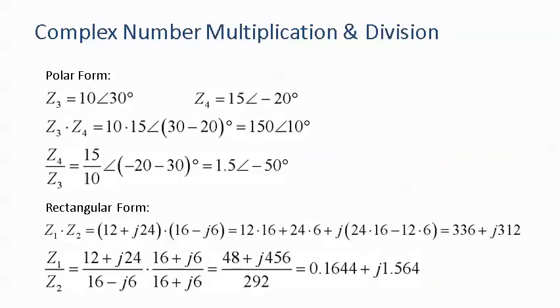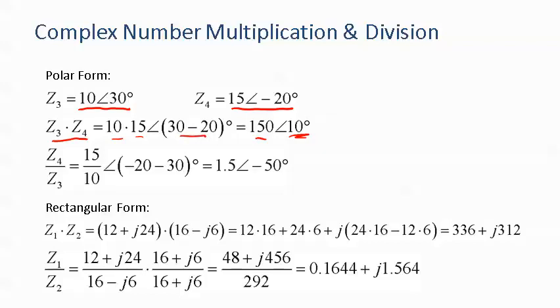Let's look at multiplication and division. We have to do that a lot. For that, it's best to be in polar form. Let's look. Here's Z3 again, 10 at 30 degrees. Z4, 15 at minus 20 degrees. If I want their product, Z3 times Z4, I simply take the product of their magnitudes. 10 times 15 is 150. And for the angle, I take the algebraic sum of their angles. 30 plus a minus 20 will be 10 degrees. So the product was very simple, 150 at an angle of 10 degrees.